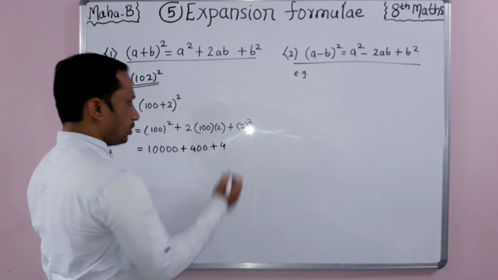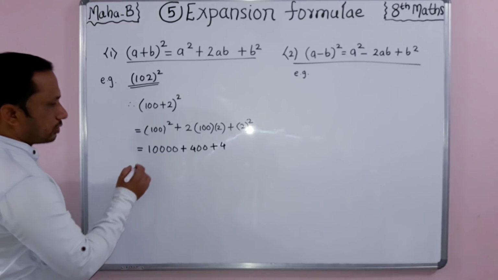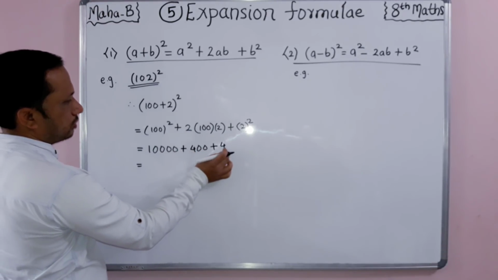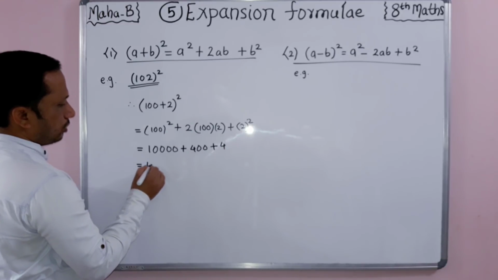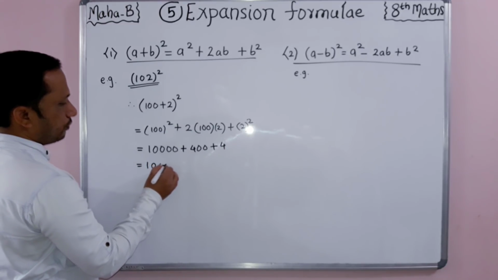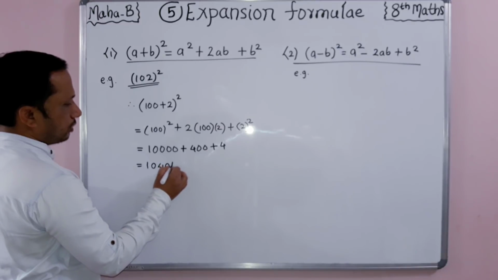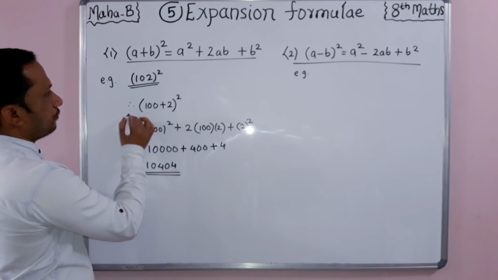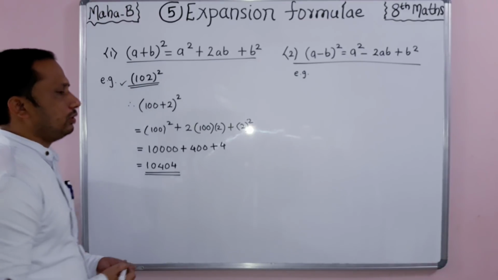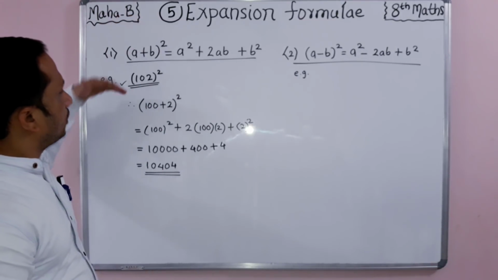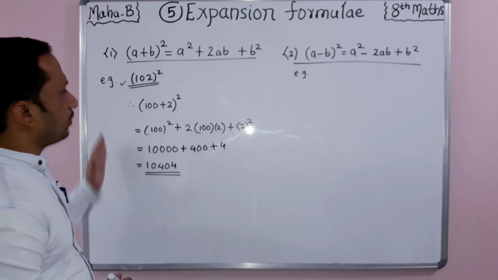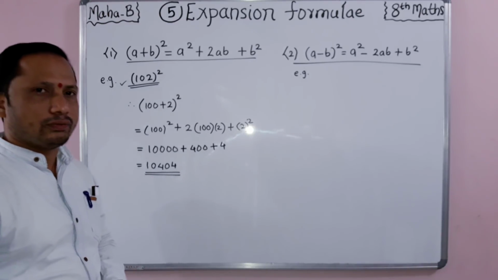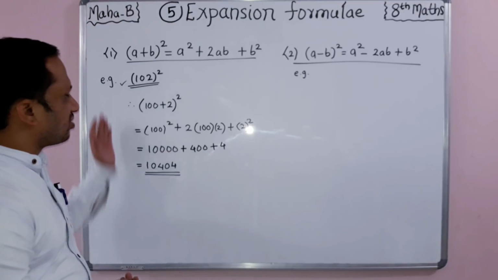Now add all these. See there, this is the 400, there are 3 places, and this is the last place. Therefore 10404. This is the solution for the given number. In this way we can use this formula to solve different types of examples of squares of given numbers. This is one example.